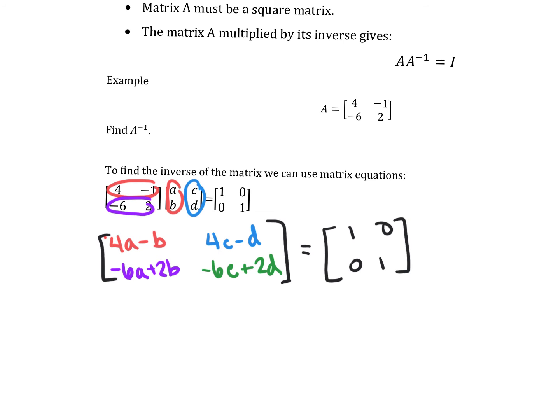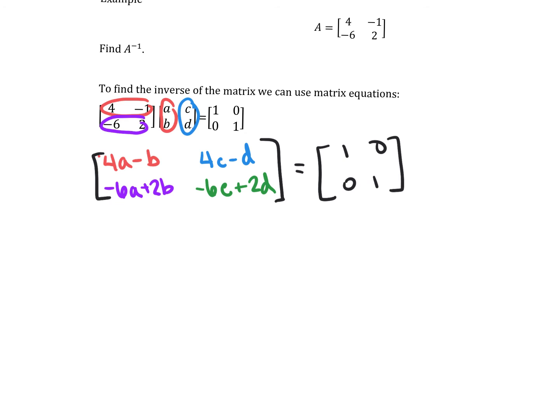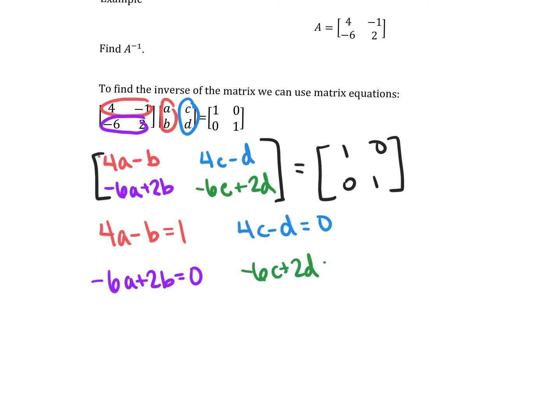And we're solving equations now. So the first equation I'm going to solve is 4A minus B is equal to 1. 4C minus D is equal to 0. Negative 6A plus 2B equals 0. Negative 6C plus 2D equals 1. Notice I have two unknowns in this equation, A and B, but I also have two equations, so I can actually solve this like a system.